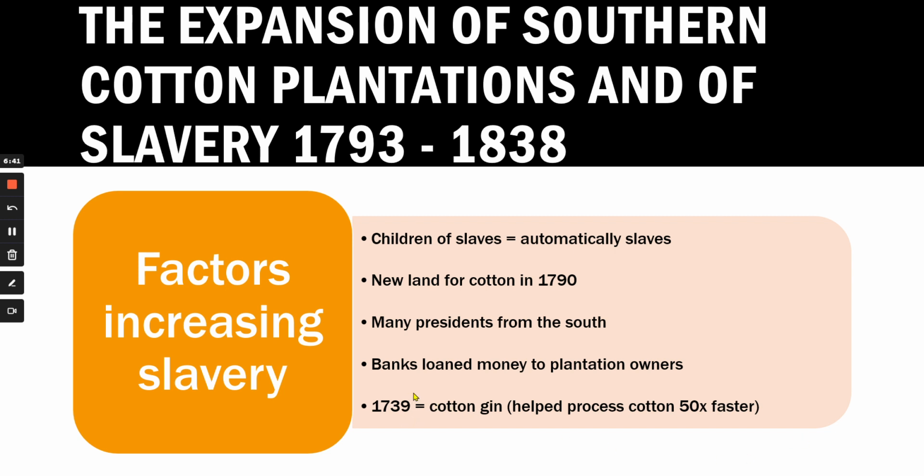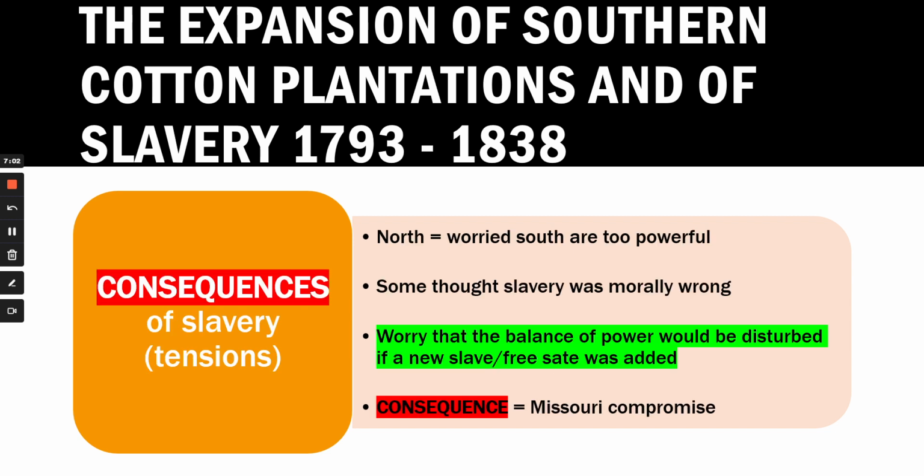In 1739, the cotton gin was invented by Eli Whitney, and that helped to process cotton 50 times faster, but it also meant that more slaves would be needed to actually work the cotton gin. So it was good for boosting the economy, but really horrible for humanity, obviously.